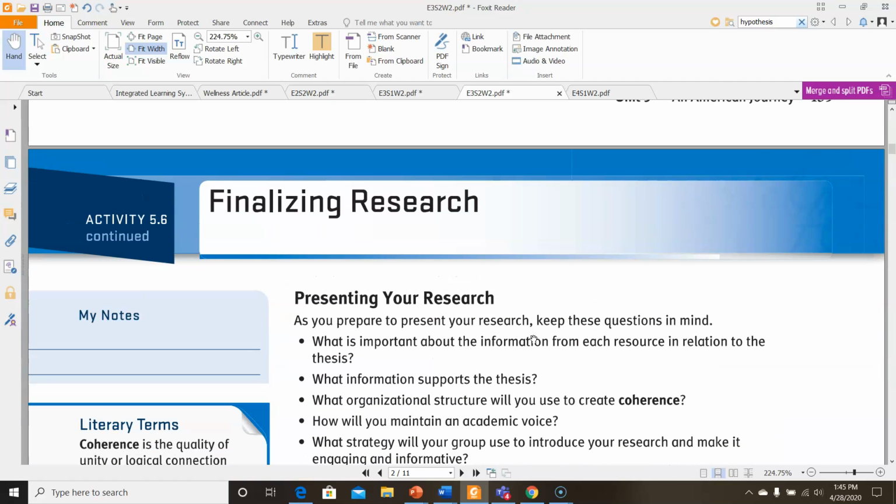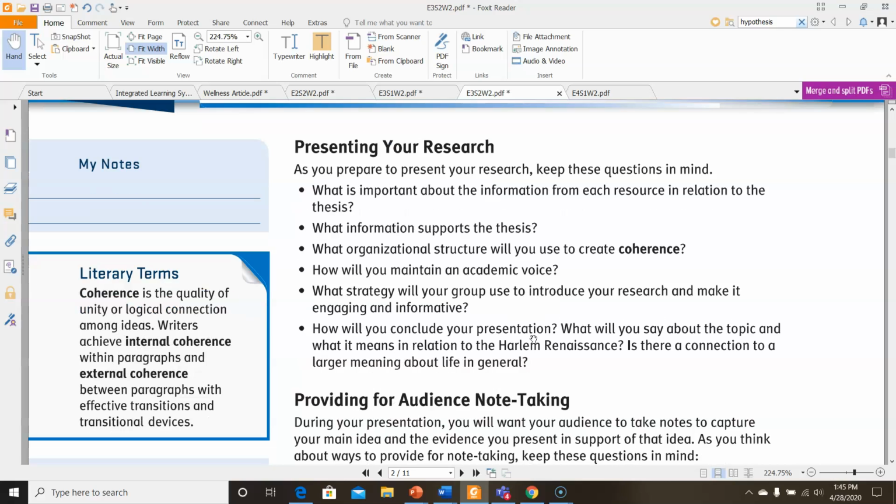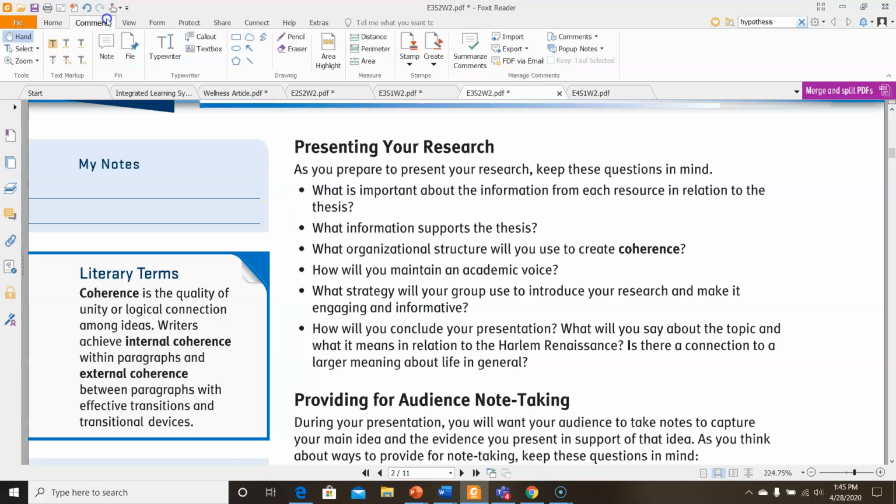So then, presenting your research. As you prepare to present your research, keep these questions in mind. What is important about the information from each resource in relation to the thesis? So, what information supports the thesis? What organizational structure will you use to create coherence? And this is defined over here, by the way.